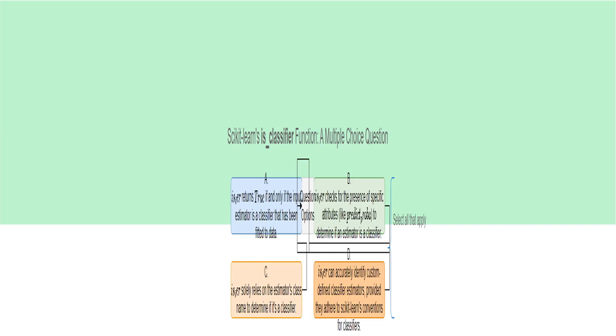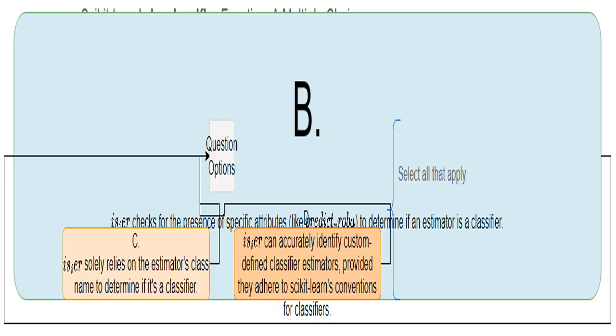I'll explain how scikit-learn's _classifier function works. It's not a simple yes, no answer based on the estimator's name. Instead, I will analyze the function's behavior and what factors the function considers. It's more like a detective investigating clues than a simple name check. I find this statement correct.